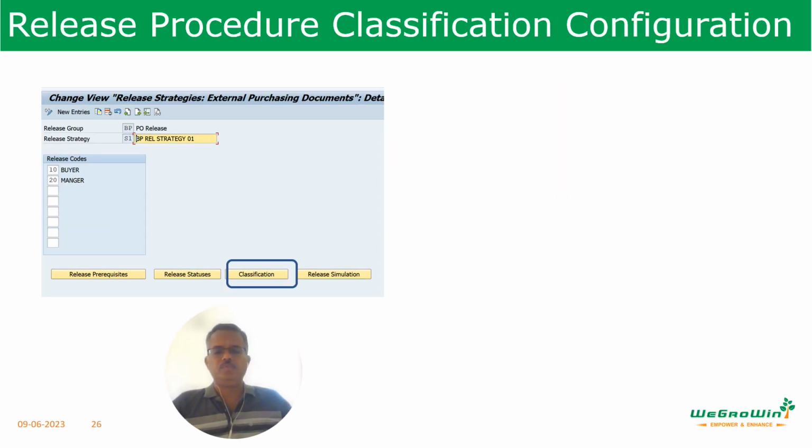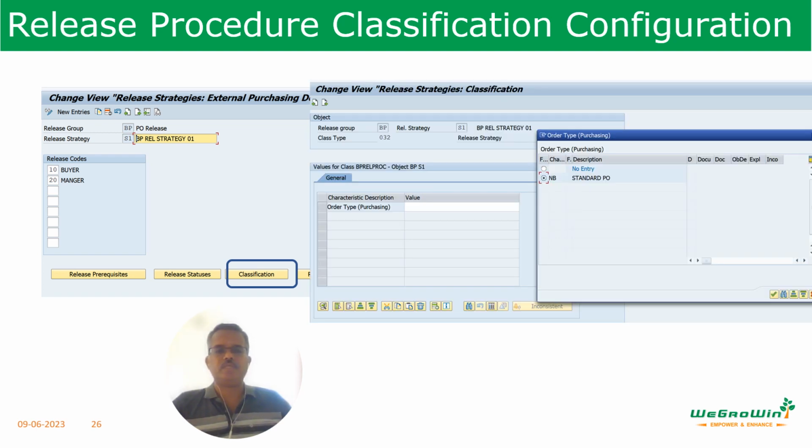In this step we are selecting the classification values for the characteristics we had, because we assigned the class. Within the class there are some characteristics, and we need to decide what value those characteristics should have. So we need to put this classification. Here we have one characteristic, that is the order type. Let us go and select the value there. For example, here we have NB. Let us select NB.